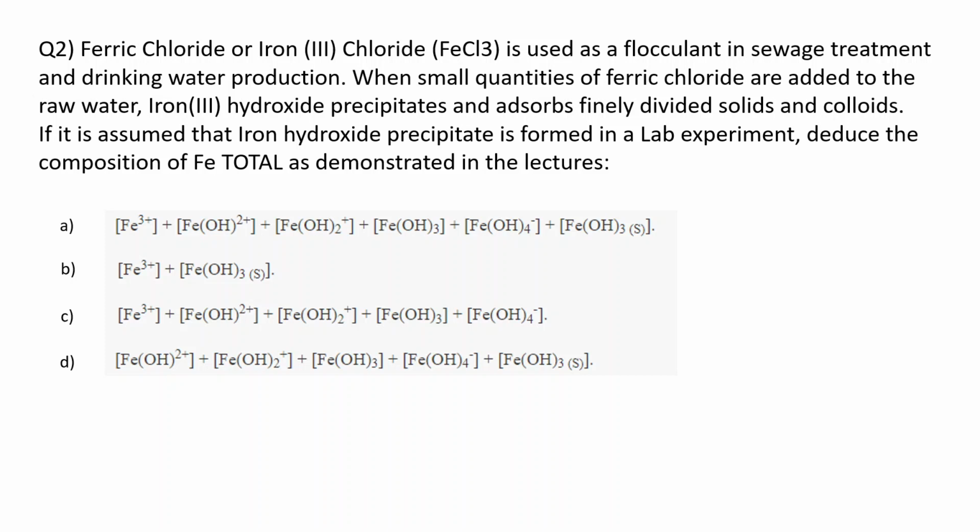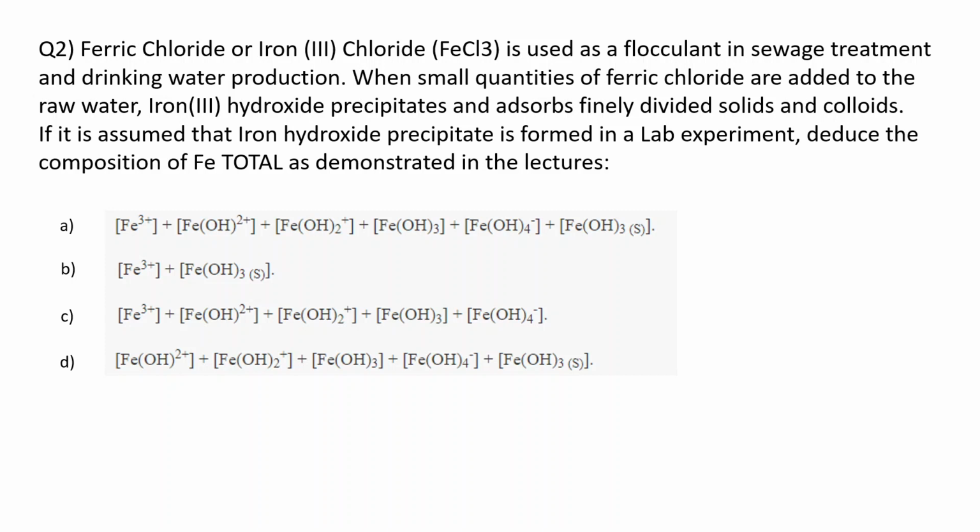What it will do is start forming flocs, and by different mechanisms it will start taking different colloidal particles with it, and they will settle down. This is the process of flocculation. I hope that you are already aware of this process. When small quantities of ferric chloride are added to the raw water, iron hydroxide precipitates and adsorbs finely divided solids and colloids. So this is exactly what I explained.